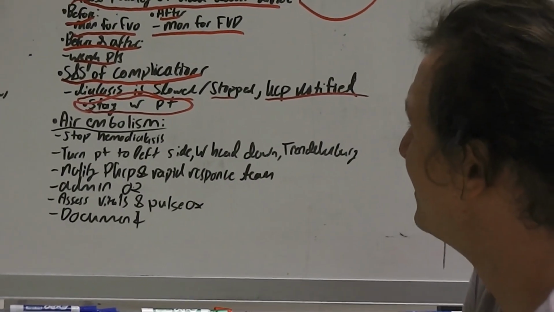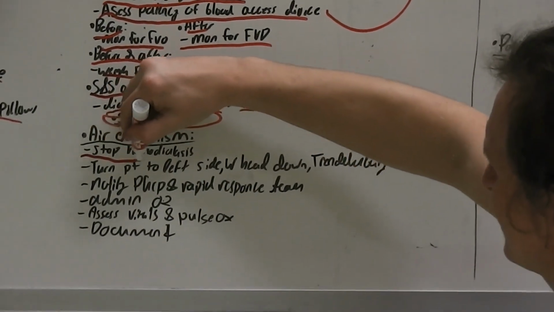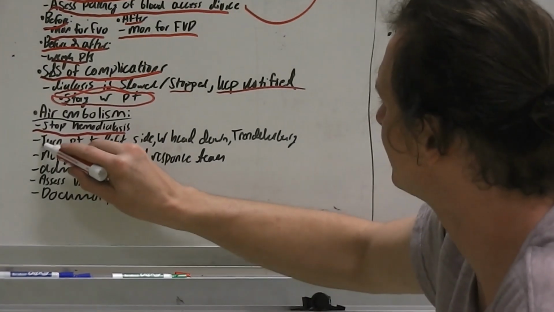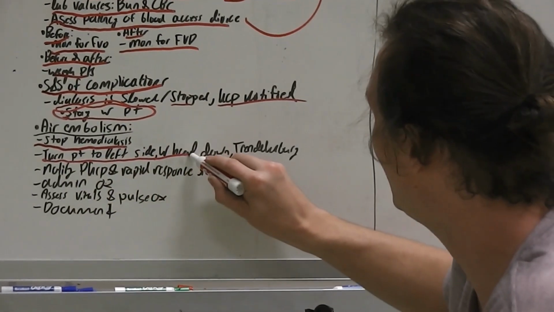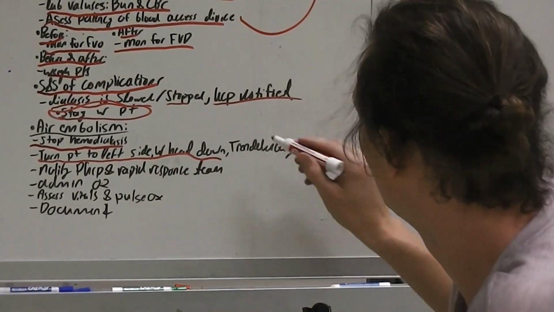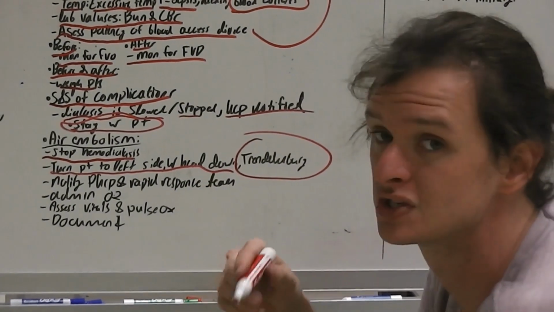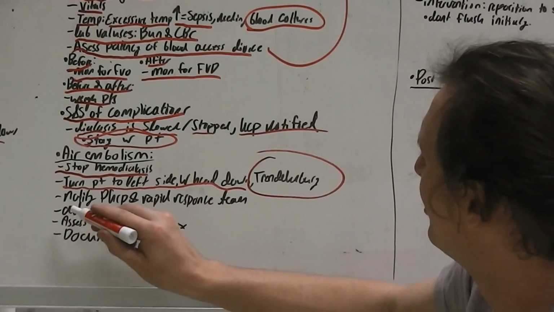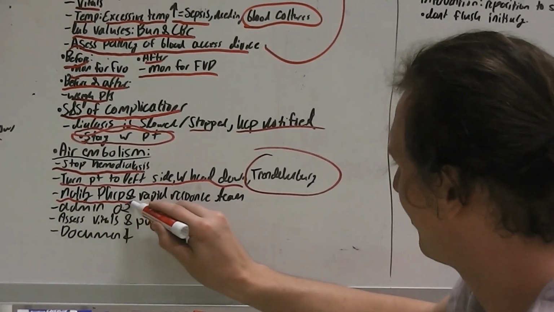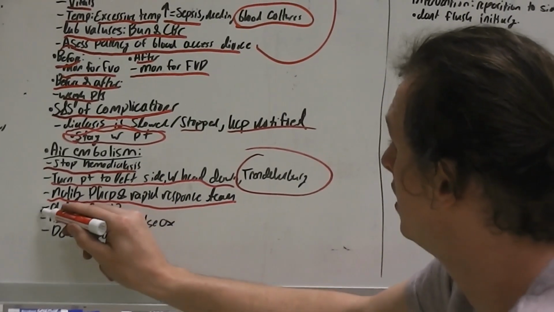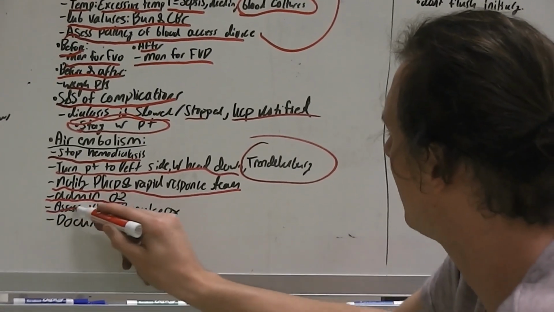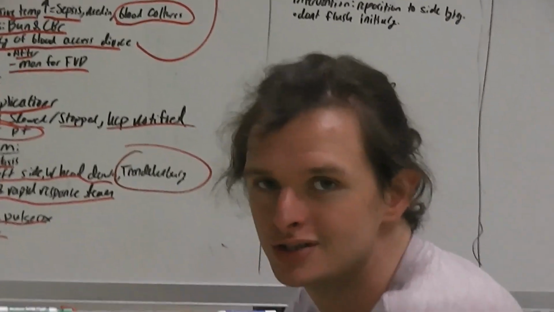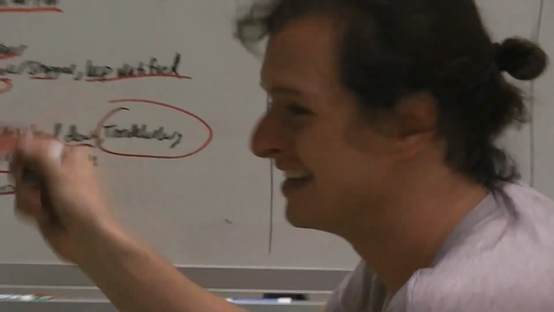Air embolism. You stop the hemodialysis. This isn't slow. Air embolism. You stop it. You turn the patient to the left side with their head down, also known as Trendelenburg. Now this is for an air embolism in hemodialysis. We got to notify the HCP, the primary healthcare provider, and the rapid response team. We're going to administer O2, assess vitals and pulse ox, and we're going to document all this after it's over. And you better not leave the patient in any of this.